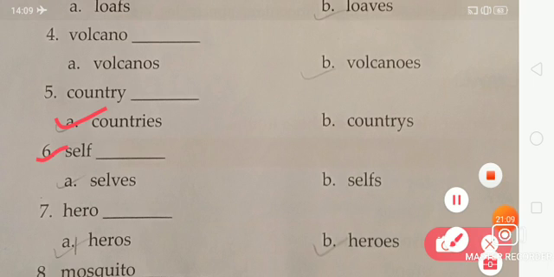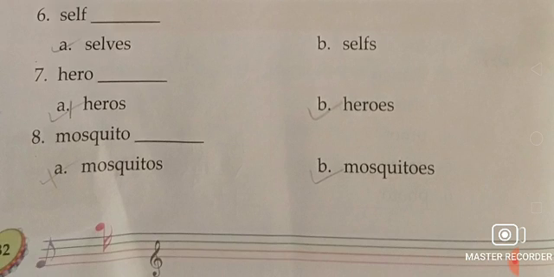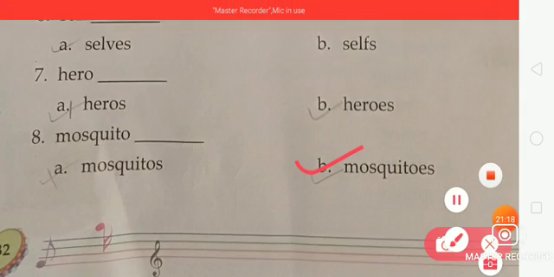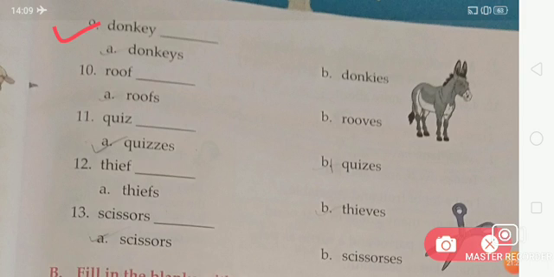Next, number 5, that is countries. So it will be countries. 6 is self. It will be selves. 7th is hero. So it will be heroes. 8 is mosquito. So it will be mosquitoes.